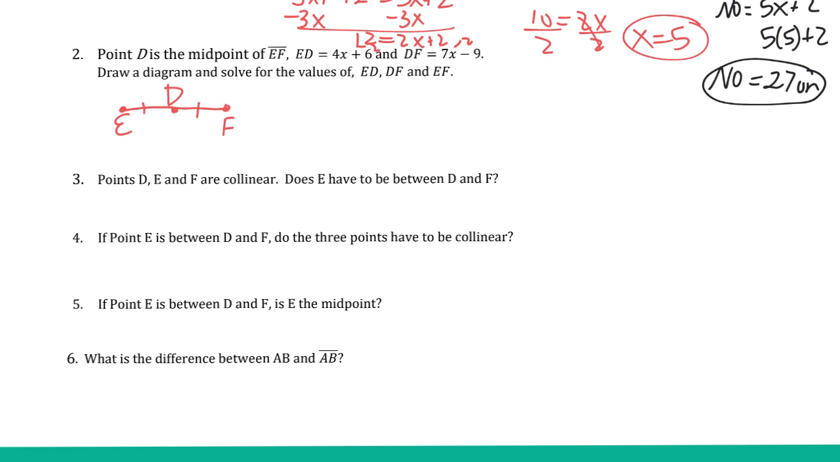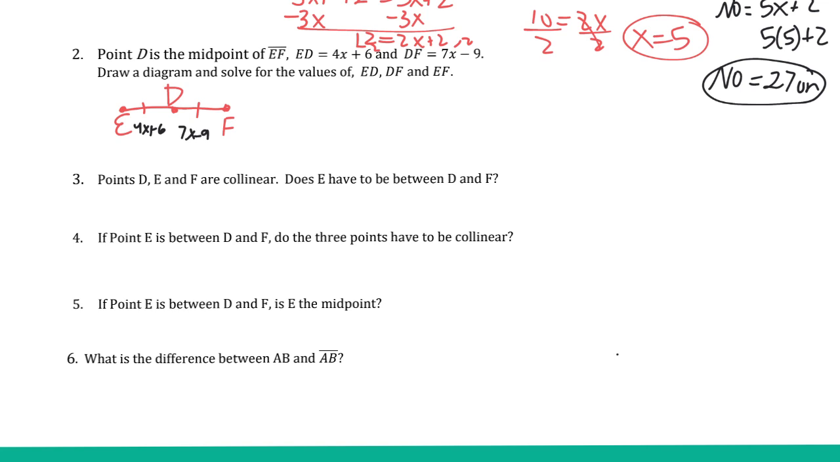Draw those hatch marks, to kind of count chickens. I think that's what they did, put little marks to count the chickens that were born. But you put the same amount of hatch marks on each segment to signify that those two segments have the same measure. So from E to D is 4x plus 6, and from D to F is going to be 7x minus 9.